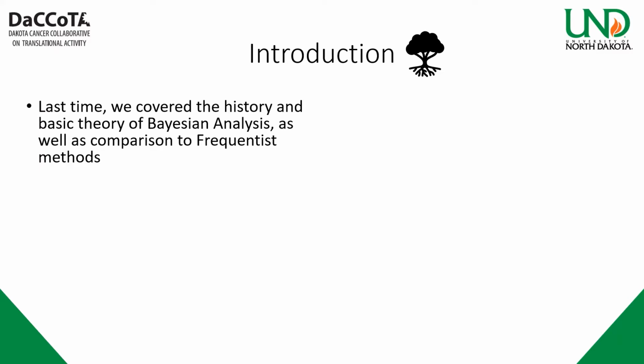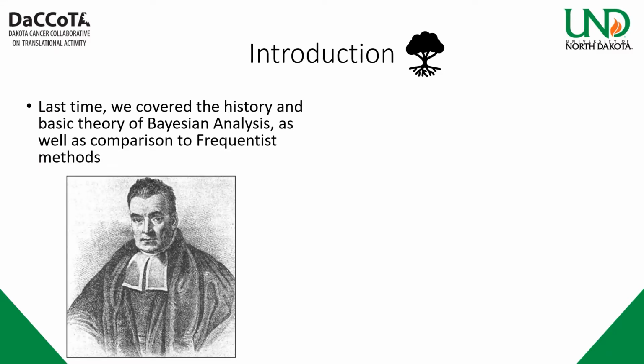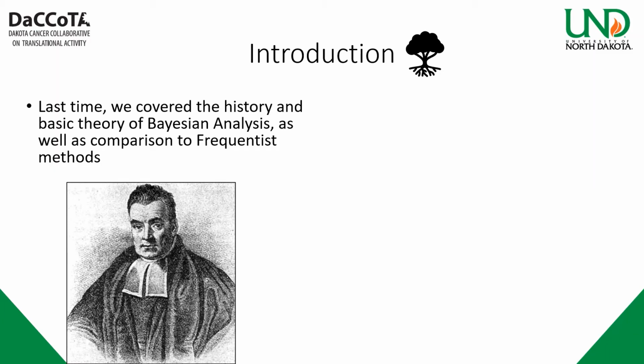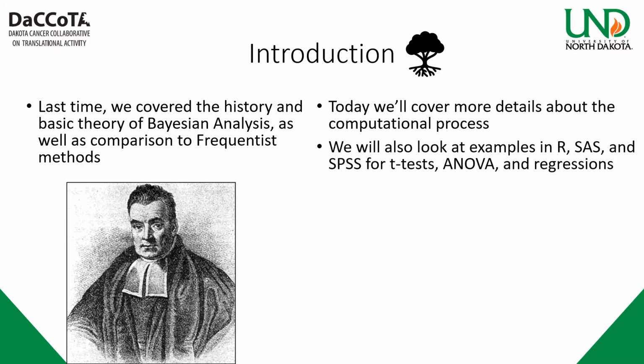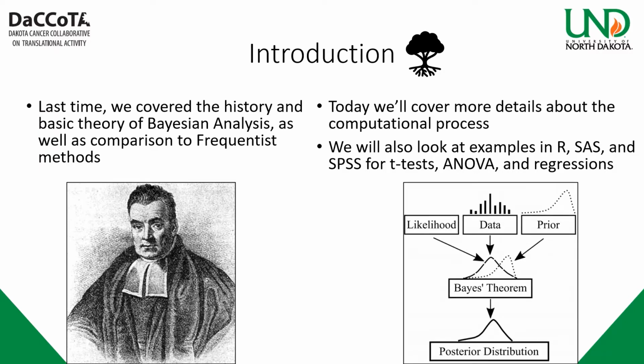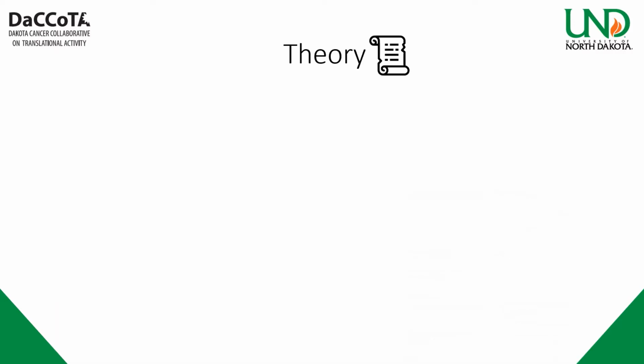Last time we covered the history of basic theory of Bayesian analysis as well as a comparison to frequentist methods. We met our good friend here, Thomas Bayes. Now, let's look at even more details about really getting the computational process down, not just the simple Bayes theorem, but more Bayesian analysis developed from there. We'll look at examples in R, SAS, and SPSS for things like t-test, ANOVA, and regression. So we'll see how this looks in practice.